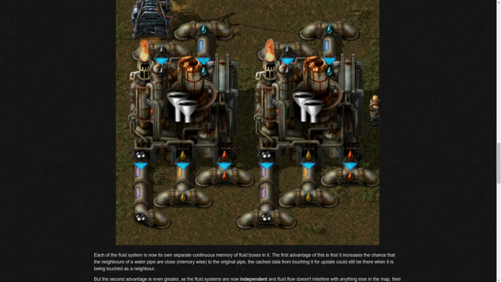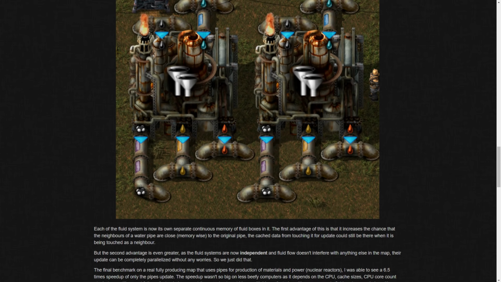The first advantage of this is that it increases the chance that neighbors of a water pipe are close memory-wise to the original pipe, and the cache data from touching it for update could still be there when it is being touched as a neighbor. Yeah, that right there is reducing cache misses. Make sure that's already in cache when you need to use it.